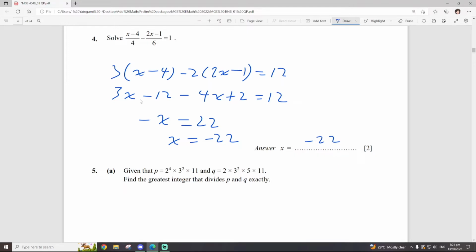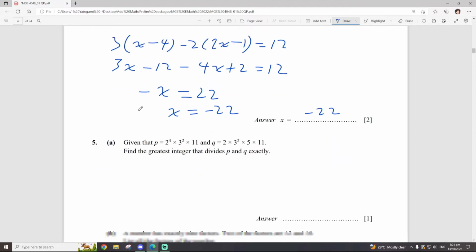Okay, let's see. Hopefully this is correct. These are the kinds of things you can check. Yep, okay, this is good.